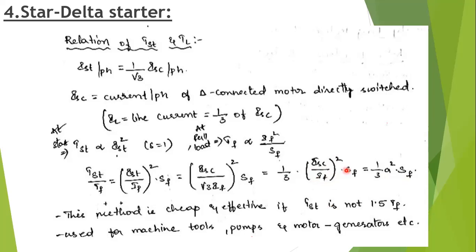This method is very inexpensive and it is effective if the starting torque is not more than 1.5 times the full load torque. This is a very cheap method and it is effective if the starting torque of the motor is not greater than 1.5 full load torques.